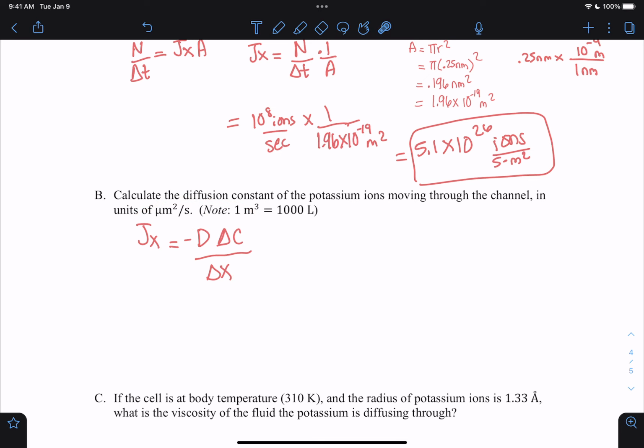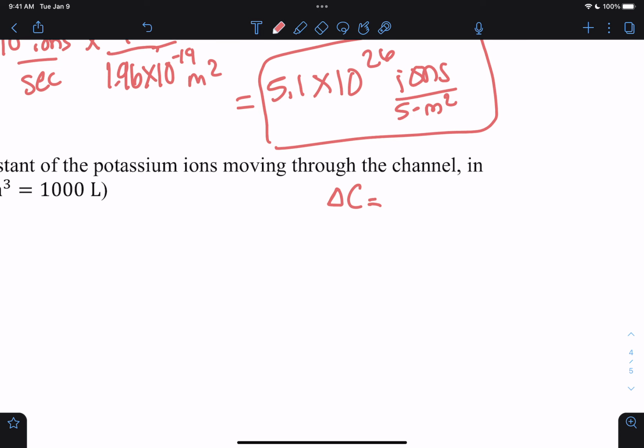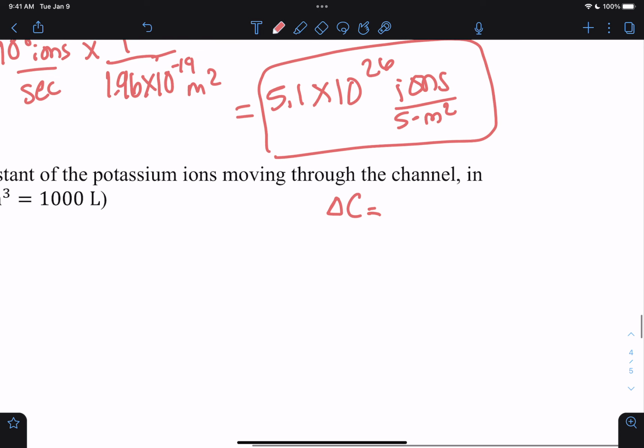Now we have the flux from earlier. We want to figure out the diffusion constant. How can we figure out the concentration? Right? How do we figure out that concentration there? Or the change in concentration, at least. So for this, right, we have CF minus CI. And so let's see here. So go back to the problem.